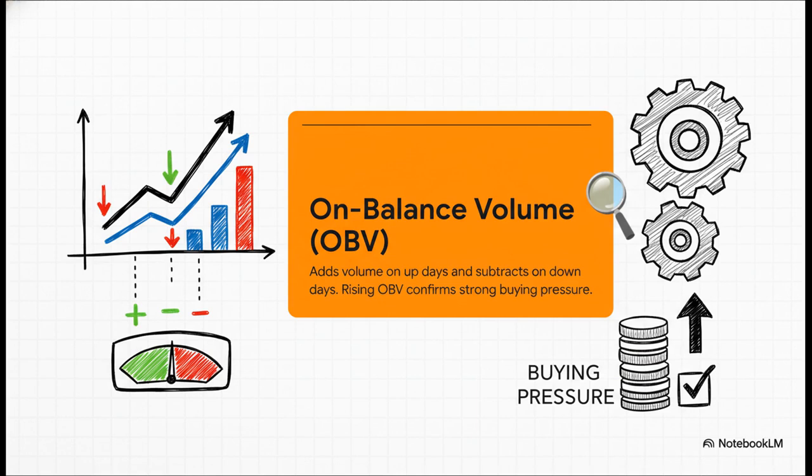And the simplest tool for this is on-balance volume, or OBV. It's just a running total. On days the price closes higher, it adds that day's volume to the tally. On days it closes lower, it subtracts it. So if the price is rising and the OBV line is rising right along with it, that confirms strong buying pressure is driving this thing. It's a fantastic confirmation tool.